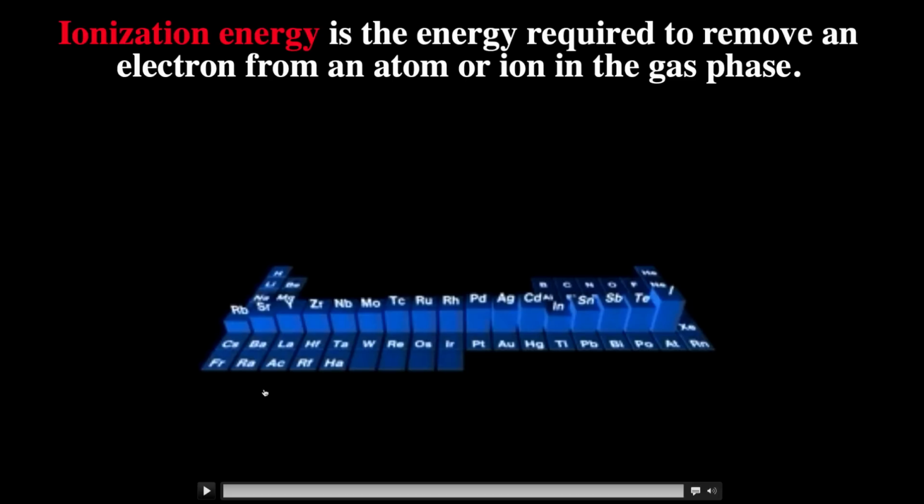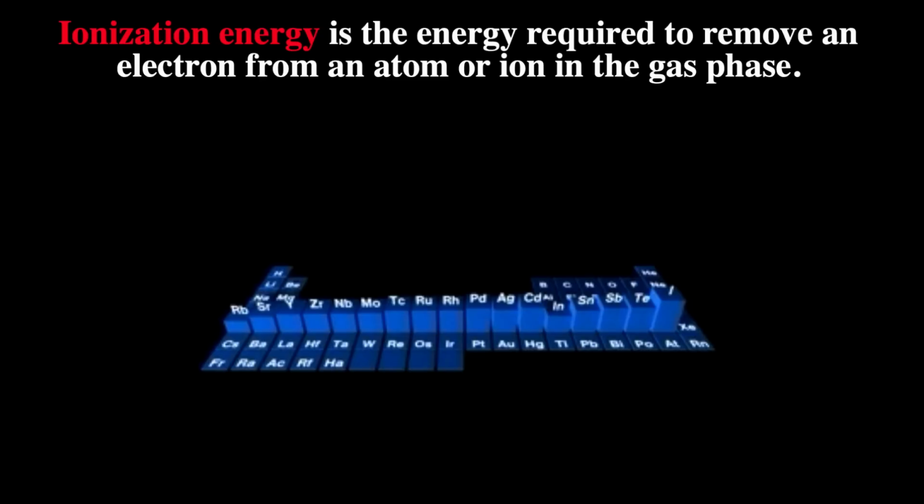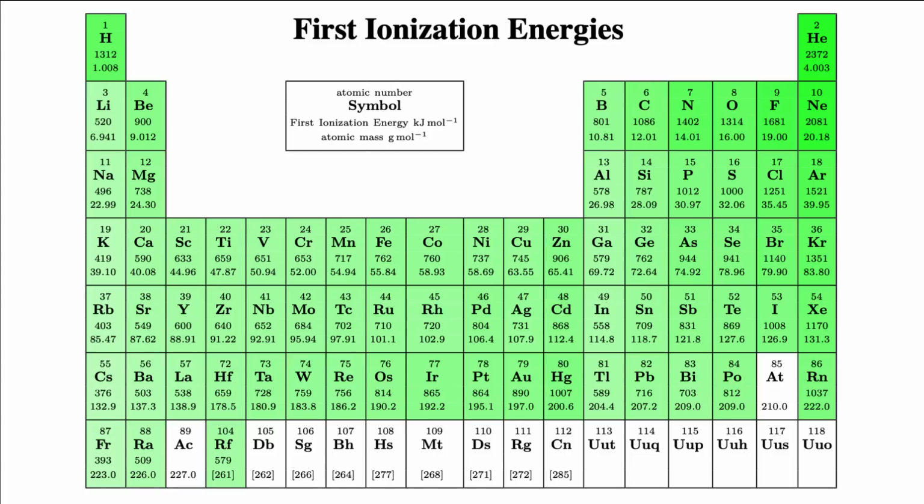And so as you go up and to the right, typically ionization energies increase. There are some exceptions, and so when we say periodic trends, we do mean trends. There will always be some exceptions. And so this table is colored based on the first ionization energy, the energy required to remove that first electron.